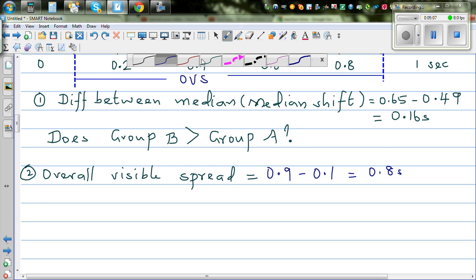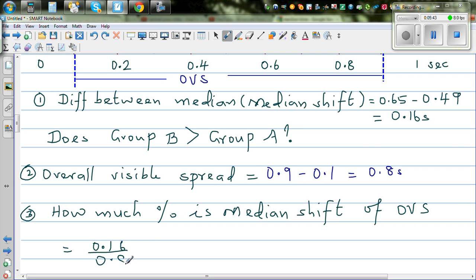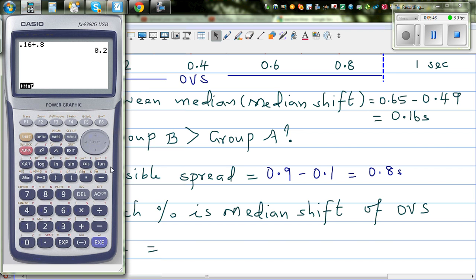So the third question we need to ask is, how much percent is the median shift of the overall visible spread? I'll explain the maths behind it. So let us do the calculation. We're asking the question, this is how much percent of this? Well, to find the percent, it is 0.16 divided by 0.8. Okay, so let's use the calculator to get the exact answer. That is 0.16 divided by 0.8.